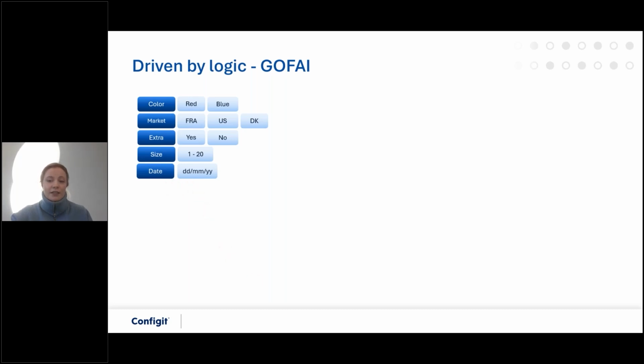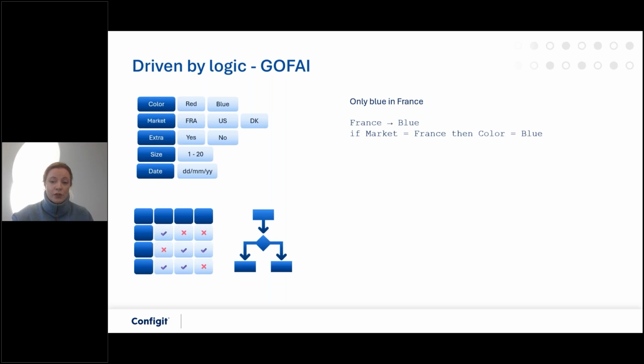Then you need to come in and define some rules to constrain these variables. It can be tabular rules, or it can be more of a simple if-then-else kind of structure. So for example, if someone said only blue in France, there's a couple of ways that you can interpret that statement, but the way I've interpreted it here is that if the market is equal to France, then the color has to be equal to blue.